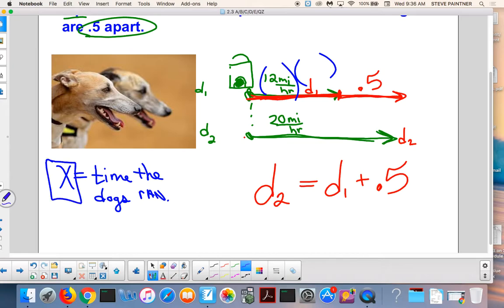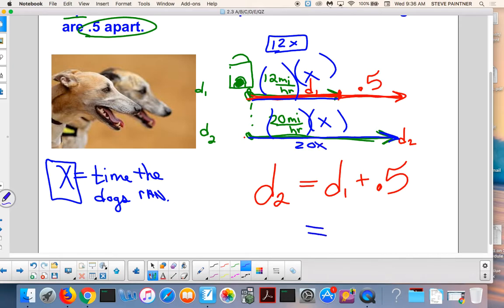So this amount of time this dog ran was what? 12 times X. 12X. That's the distance. Okay, what about this dog? 20 miles an hour times what time? Same time. They ran the same amount of time. So it's 20X. Okay, 20X.